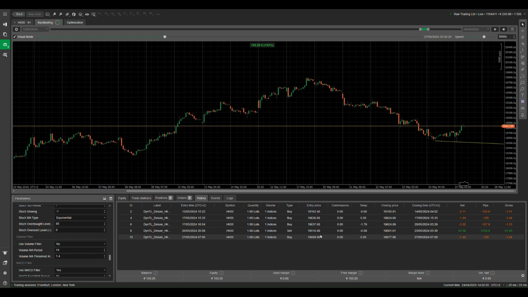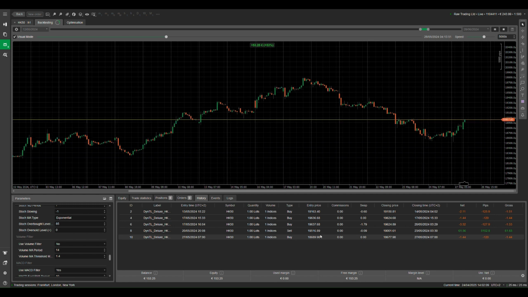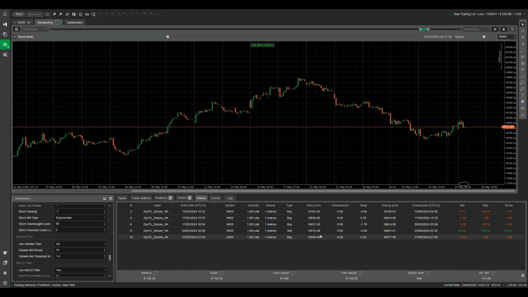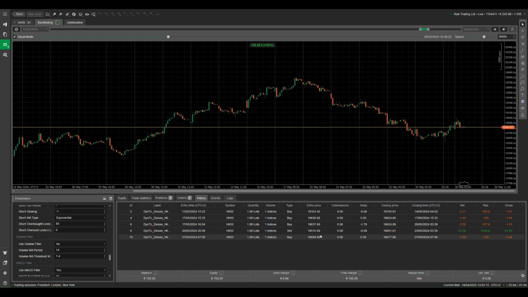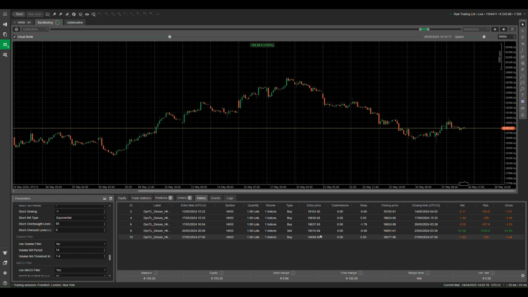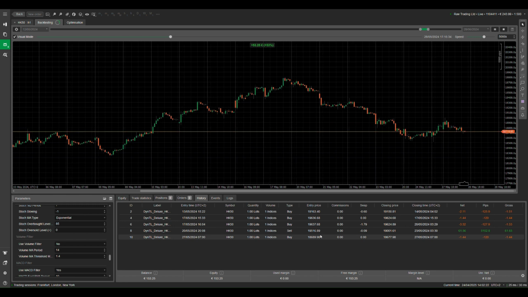Action on support touch. Description: defines the action to take when the price touches a valid support line from above. Continue trend: open a buy trade. Invert: open a sell trade. No action: do nothing. Default: no action.